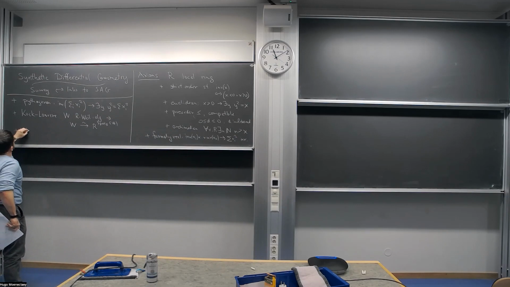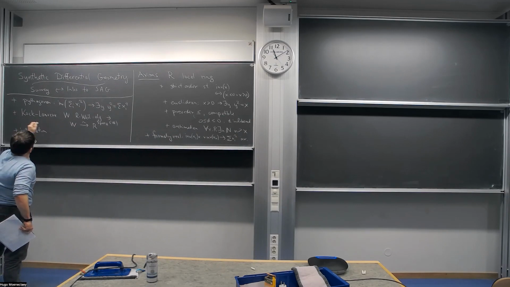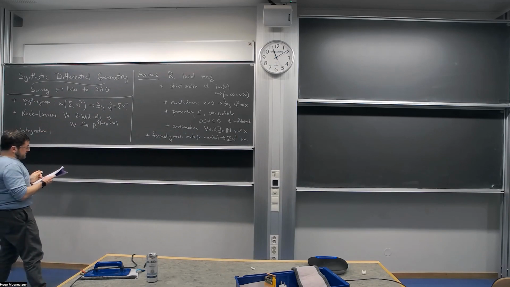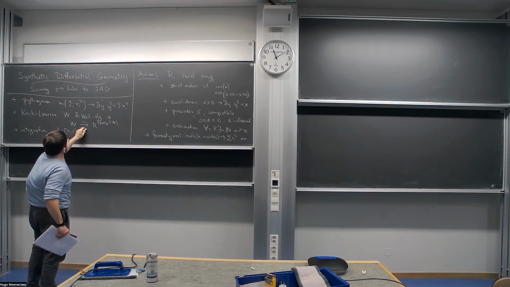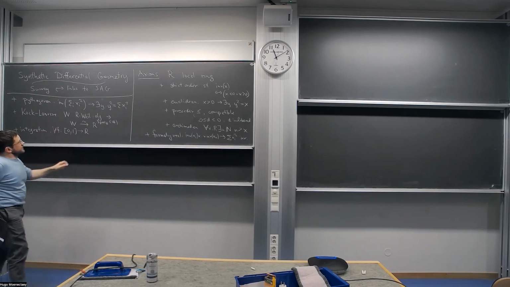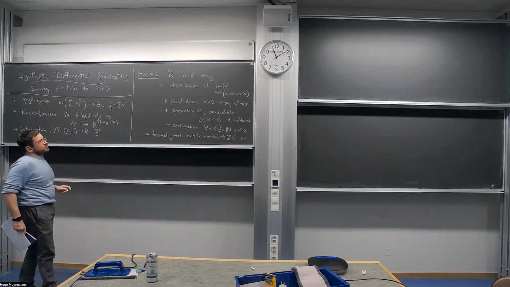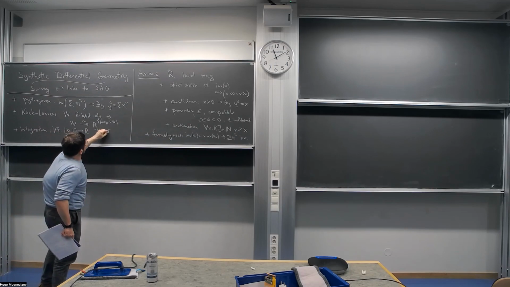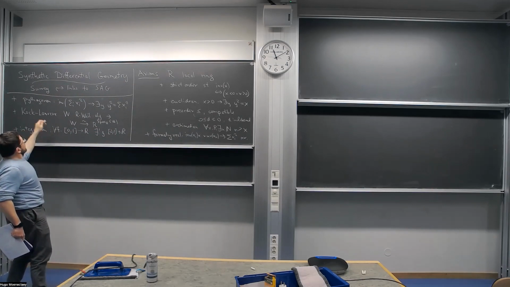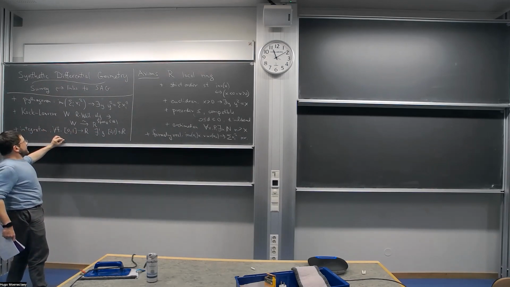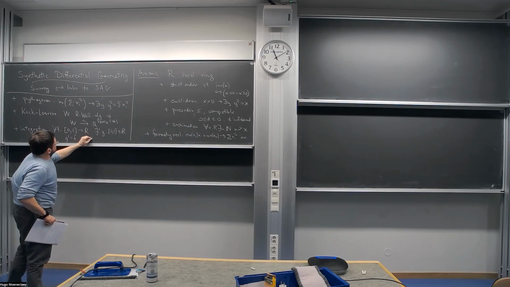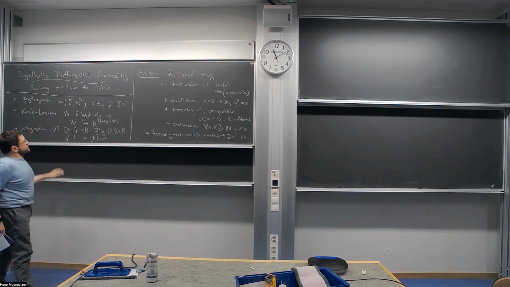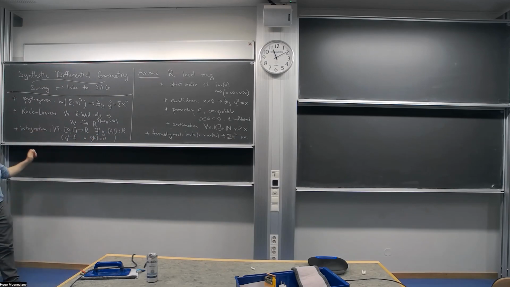Then there's the integration axiom. This says that if you have a function on the unit interval, then you have a unique antiderivative that's 0 at 0. We have the derivative by Kock-Lawvere, and P prime is the function, and P at 0 is 0, and that's unique such that we have this.